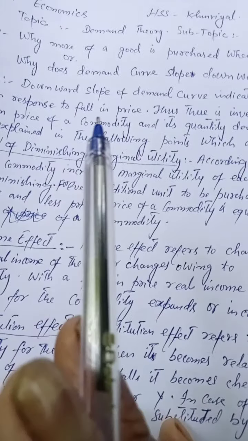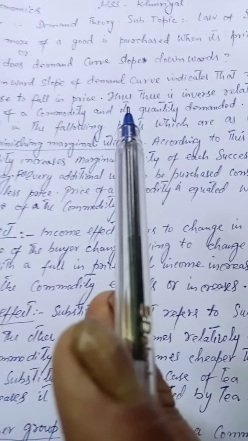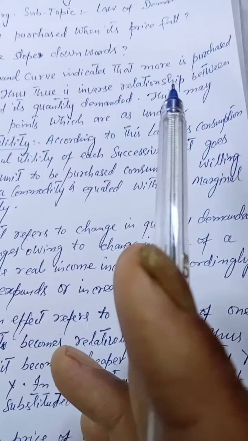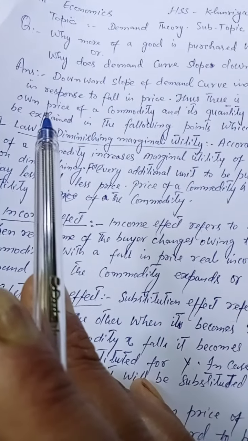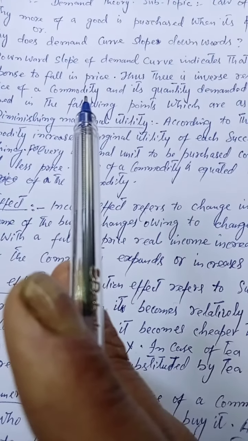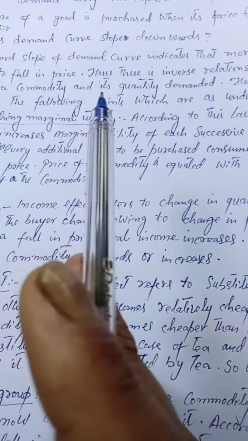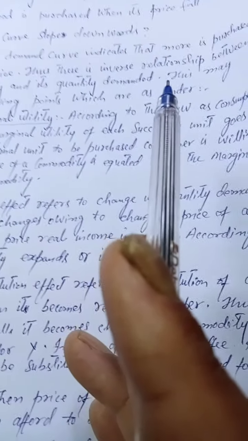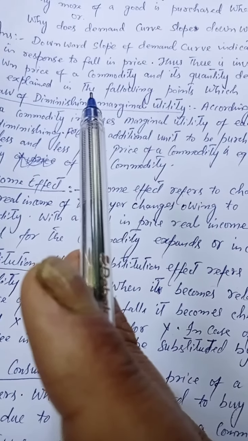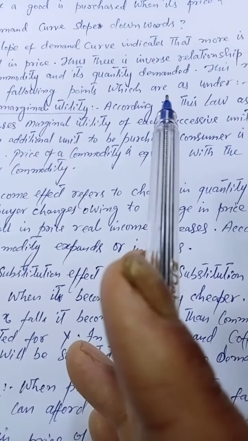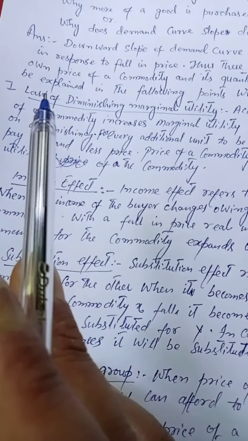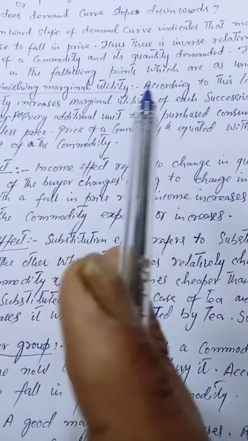Answer: the downward slope of a demand curve indicates that more is purchased in response to a fall in price. That means when price falls, more of a commodity is purchased. Thus, there is an inverse relationship between the own price of a commodity and its quantity demanded. This may be explained in the following points, which are as under.